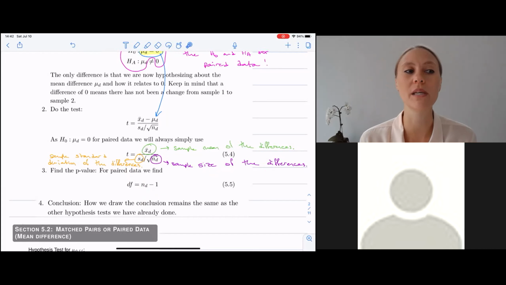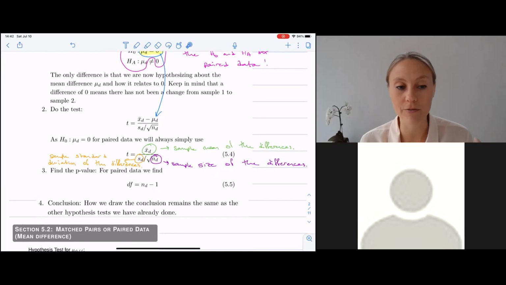And then how you draw your conclusion is the exact same that we've been doing. Once you have your p-value from step 3, you can compare it to the alpha level. Is it less than the alpha level? If it is, then you have enough evidence to reject H0. If it's not, then you don't. And then, of course, state your conclusion in terms of the question.